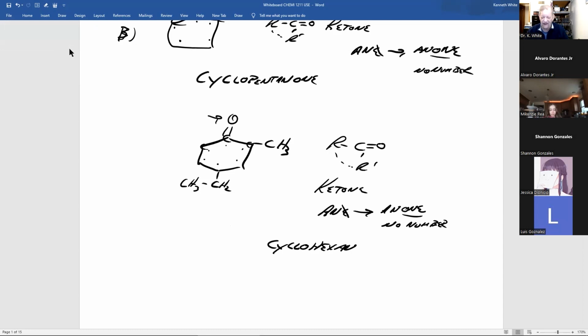I've dropped the E and I'll add ONE, cyclohexanone. But we have a methyl group and an ethyl. This is 1, 2, 3, 4. So this would be 4 ethyl, 2 methyl. Oh, do I have room? Just snuck it in. This is methyl, methyl. Sorry about that. But that's how you do it.